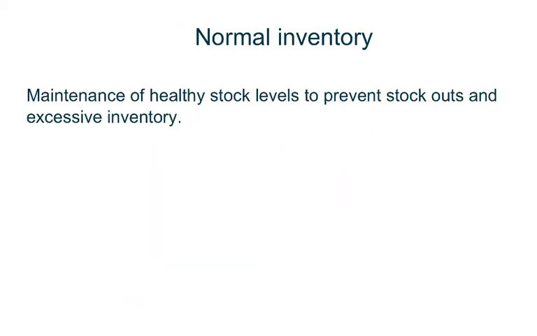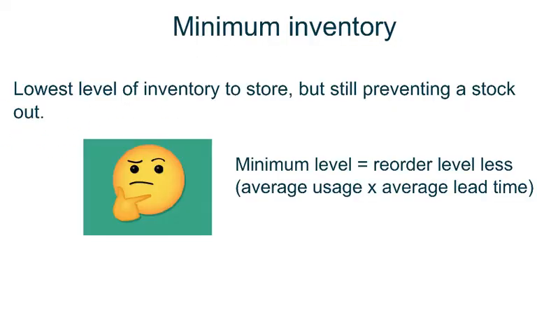Now, what is meant by normal inventory? This is your normal stock levels where you prevent stock outs and where you don't have excessive inventory levels. Now, we looked at maximum levels. We looked at normal levels, at safety levels, and now we will consider minimum inventory. Now, what is meant by minimum? That is my lowest possible level of stock, but still prevent a stock out.